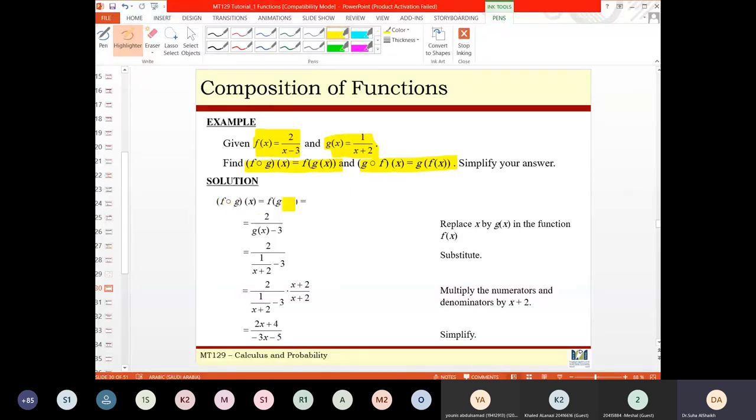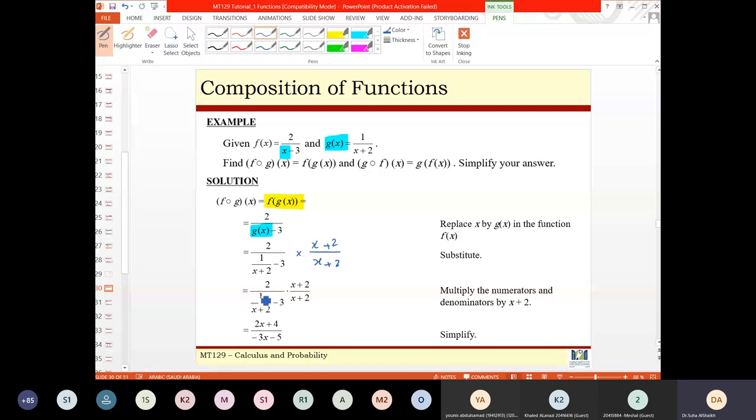So as I said, f circle g, which is f of g, meaning inside the f I'm going to change the x with the g, right? So it will be 2 over g of x minus 3. And what is g of x? g of x is 1 over x plus 2. So the thing is I have a denominator here, right? I have a denominator of a denominator. So to simplify it I multiply up and down by the denominator of the denominator, which is x plus 2. I multiply up and down with x plus 2.